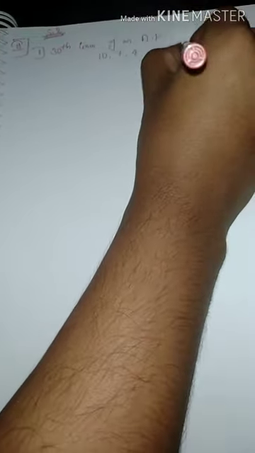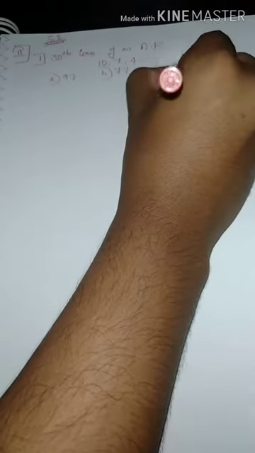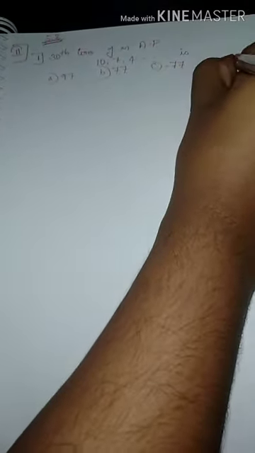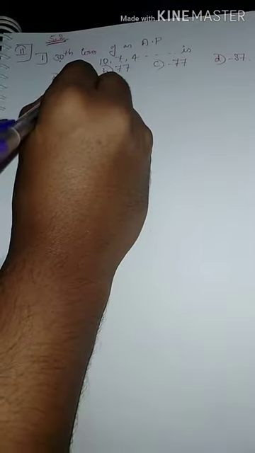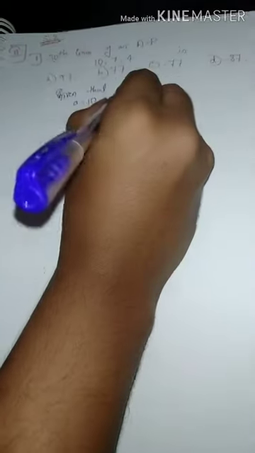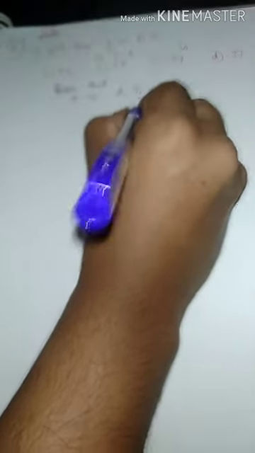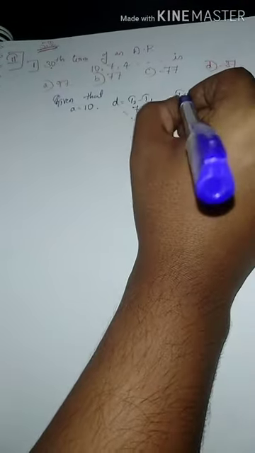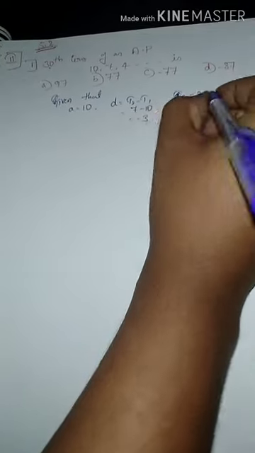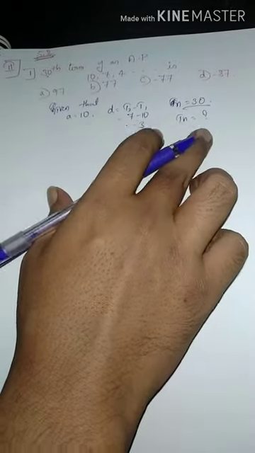10, 7, 4, and so on, is option A 97, option B 77, option C minus 77, option D minus 87. Given that A is equal to 10, D is equal to T2 minus T1 is equal to 7 minus 10 is equal to minus 3, and n is equal to 30. We have to find Tn. So here we have to find the 30th term. T30 is equal to how much?